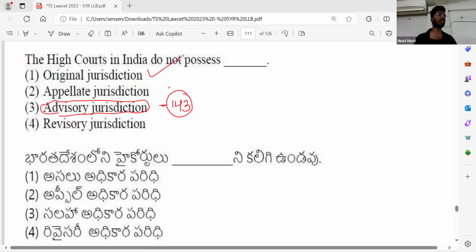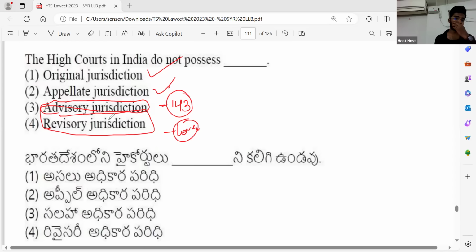Original jurisdiction, what is original jurisdiction? Directly, you can go and file a case in the High Court. In certain cases, you can do it. Appellate jurisdiction, yes, it is there. Appellate is when you are appealing from a lower court to a higher court. First, in the lower court, you'll file a case. Not satisfied, you'll go to the High Court. Revisory jurisdiction is a jurisdiction on the High Court, where the High Court will review the judgments passed by the lower court, especially if it is exceeding its power, especially if it is a serious constitutional matter. So revisory jurisdiction is there. Advisory jurisdiction is not there for the High Court. It is there only for the Supreme Court.